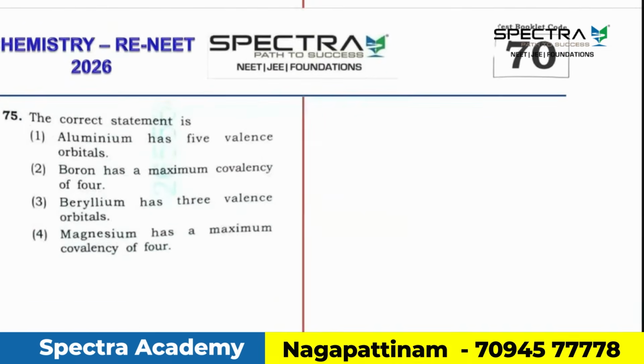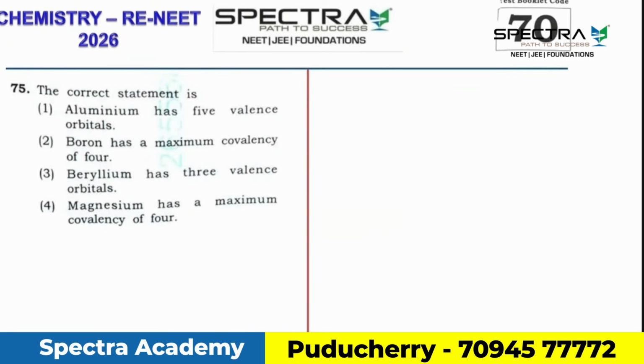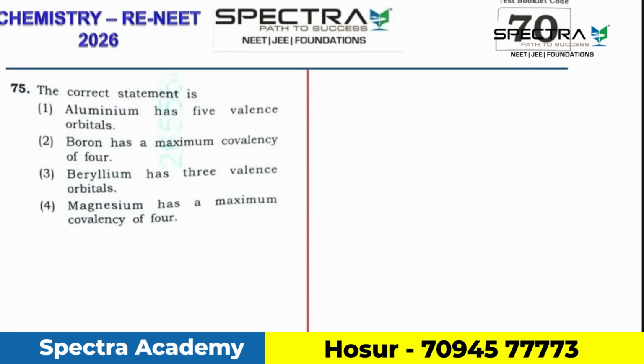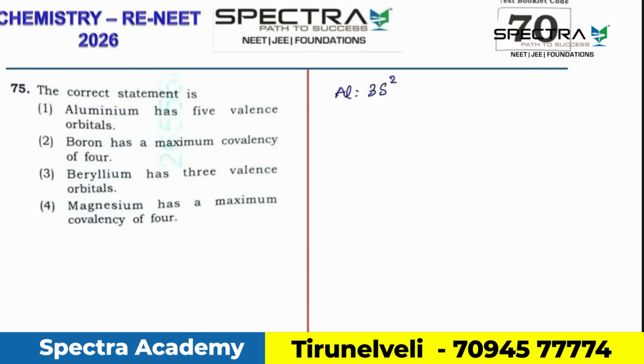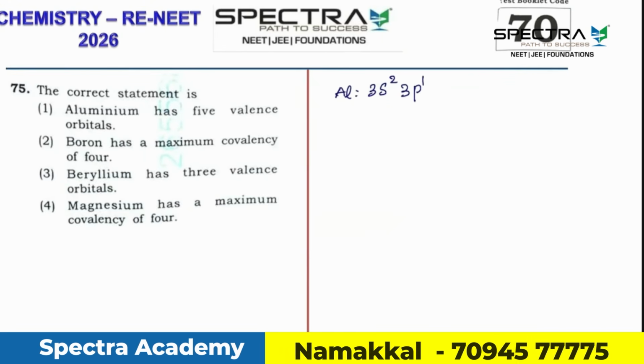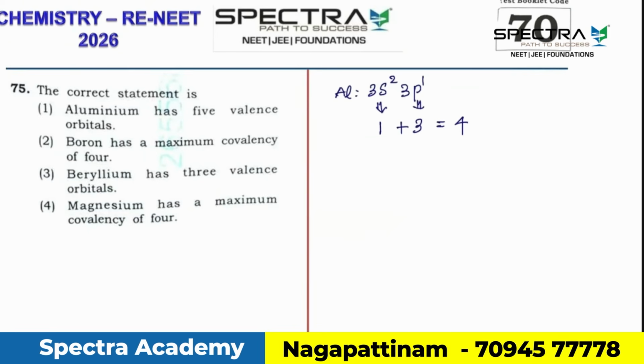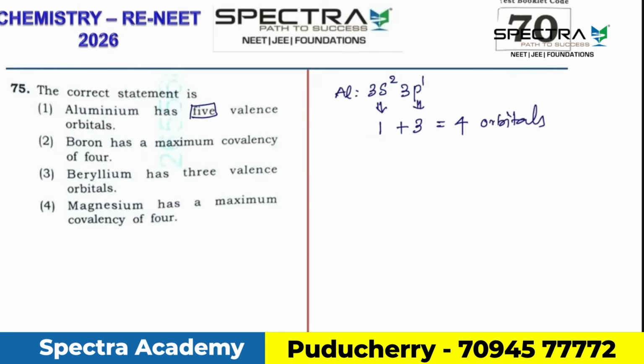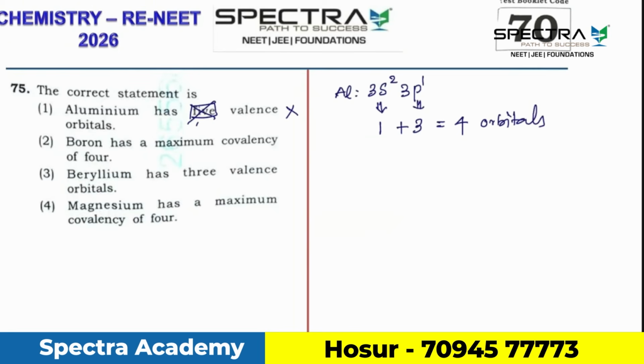Now we are moving towards the next question. Question number 75. The correct statement is: aluminium has 5 valence orbitals. Let's check it. What is the valence electronic configuration of aluminium? 3s2, 3p1. Here the S subshell has 1 orbital, and the P subshell has 3 orbitals. So as a whole, it has 4 valence orbitals. What they have given is 5, which is incorrect. So statement 1 is incorrect.